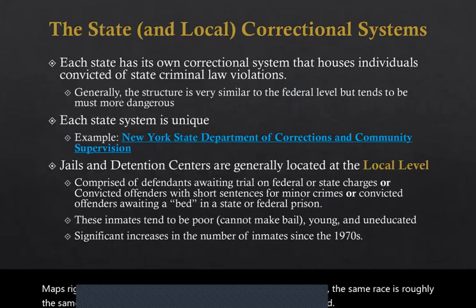So on that note, let's talk about the state and local correctional systems. Okay. Each state has its own correctional system that houses individuals convicted of state criminal law violations. Generally, the structure is very similar to the federal level, but tends to be much, much, much more dangerous, right? In the federal system, there were three murders last year, that was it, the whole federal system. And they were all gang related. If we look at the Hill, there were three murders on the Hill last year. And that's just one prison.